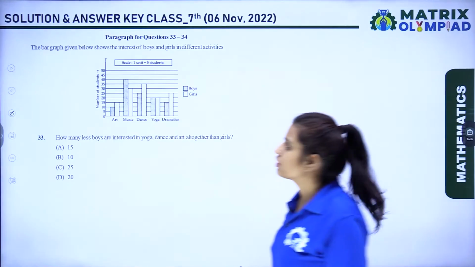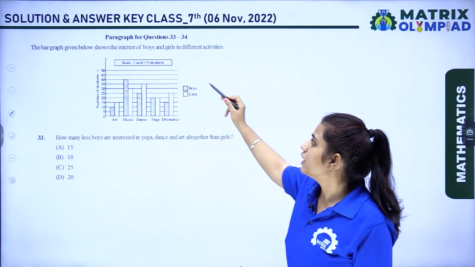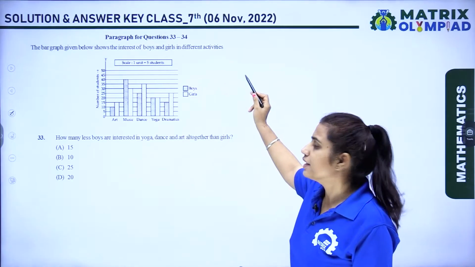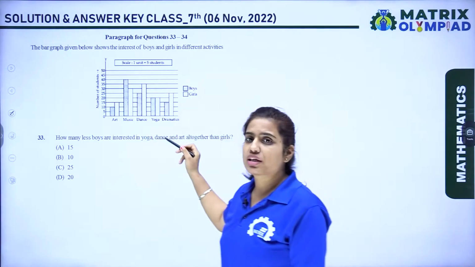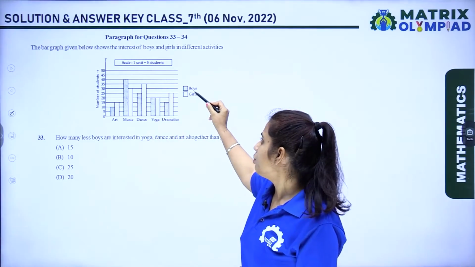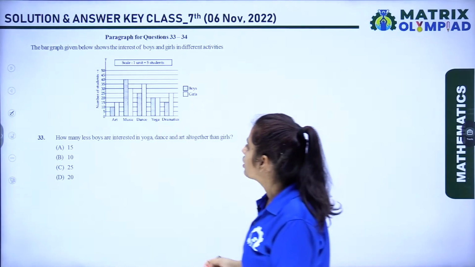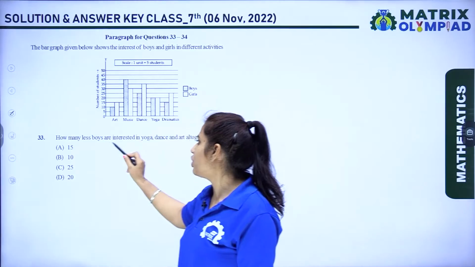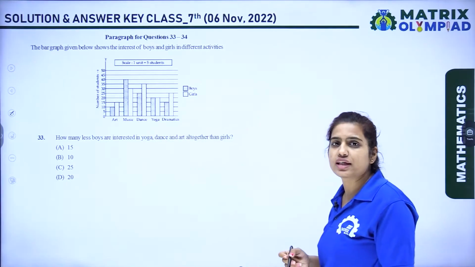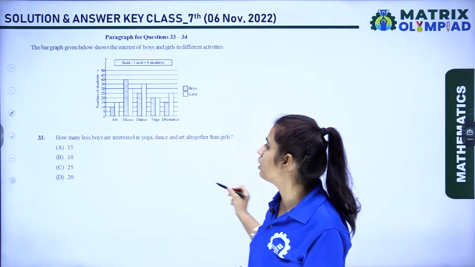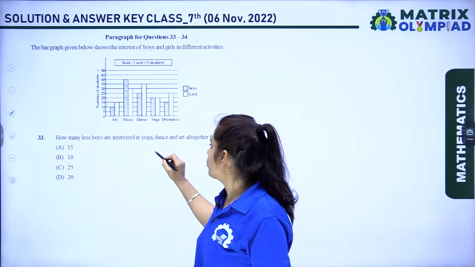Next question is, the bar graph given below shows the interest of boys and girls in different activities. So here we have a double bar graph. Shaded portion is of boys and unshaded part is of girls. Now the question is, how many fewer boys are interested in yoga, dance and art altogether than girls? We have to find out the total number of boys in yoga, dance and art altogether first.